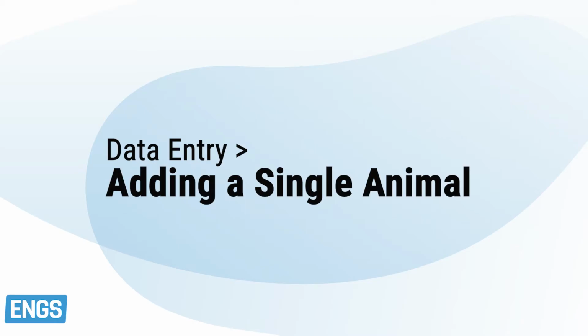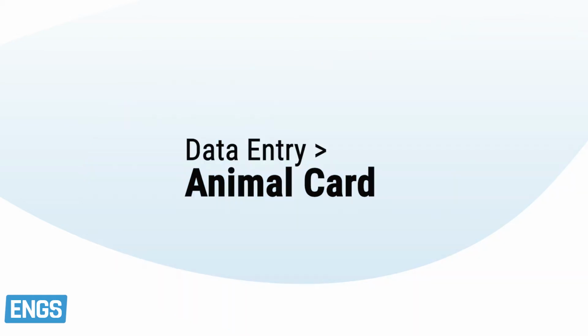The first method, recommended for small herds, is to enter the data directly into the animal card. Before we begin entering the data, we will demonstrate how to set up your herd details so they will become entered automatically into the animal card.